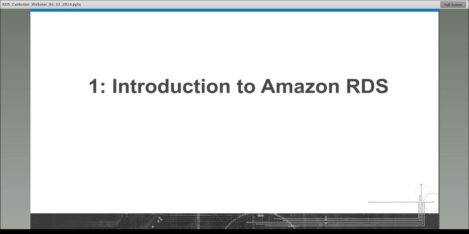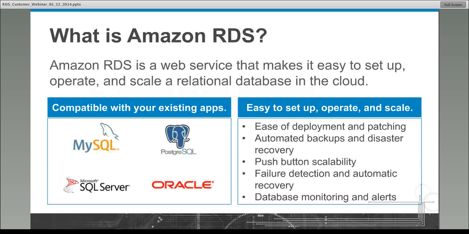What is RDS? Amazon RDS is a web service that makes it easy to set up, operate, and scale a relational database in the cloud. And it's compatible with your existing apps. Today we support 4 different engines: MySQL and Postgres for open source engines, and then Microsoft SQL Server and Oracle. With those engines, we make it easy to set up, operate, and scale them.